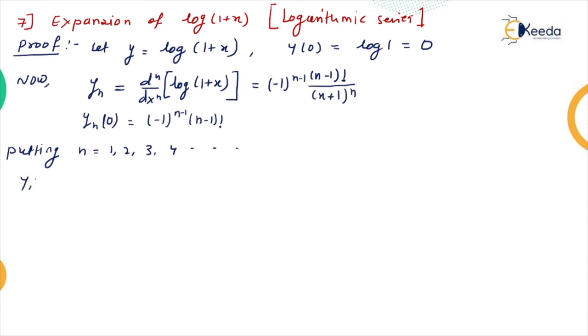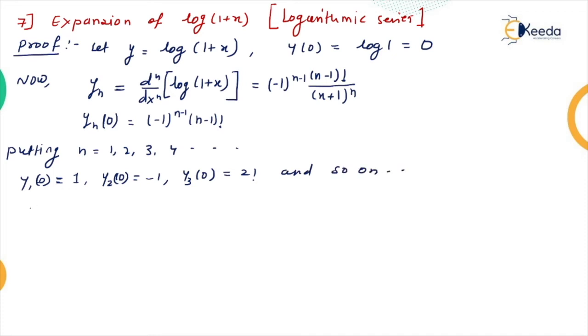So y1 of 0, n is 1, so minus 1 raised to 1 minus 1, that is 0, anything raised to 0 gives 1, and n minus 1 means 0 factorial, which becomes 1 as it is. Now y2 of 0, how will it be calculated here? Minus 1 raised to 1 into n minus 1, meaning 2 minus 1, so it becomes minus 1. Y3 of 0 becomes 2 factorial, and so on and so on.